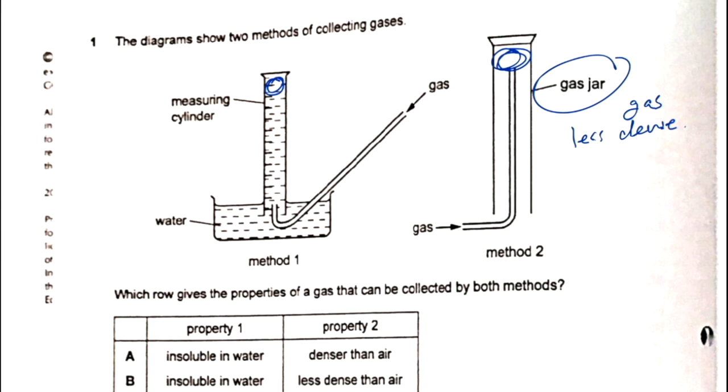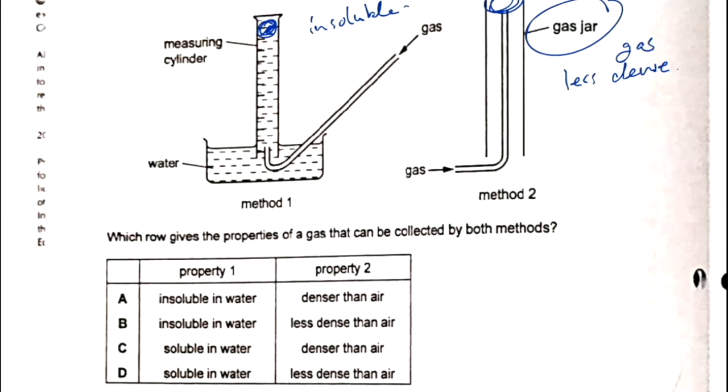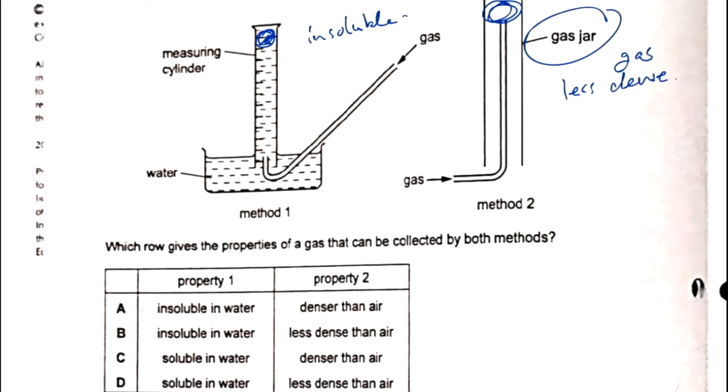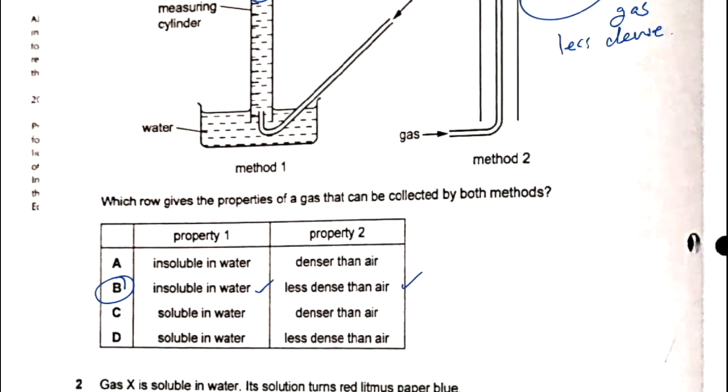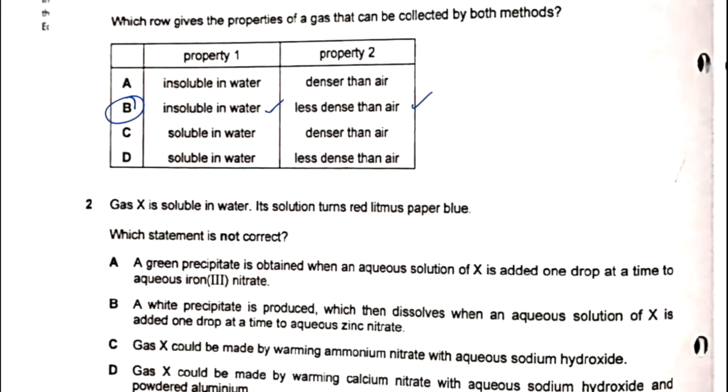Hello? Yeah, hello? Can you hear? Yeah, the right side must be less dense. Then the one on the left side must be insoluble in water. If not, it will dissolve inside. So if you look at the options available, property 1, insoluble, less dense, got to be B. Alright? Okay, next.